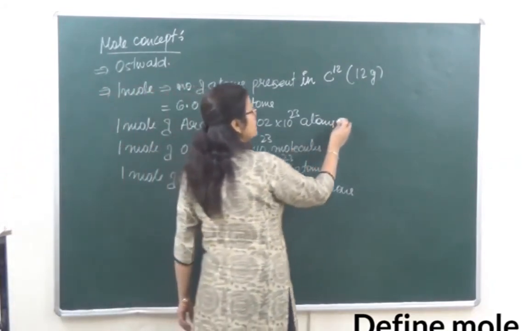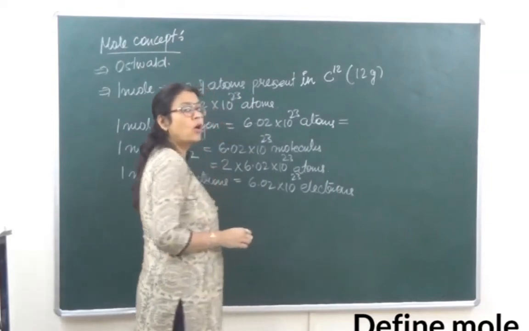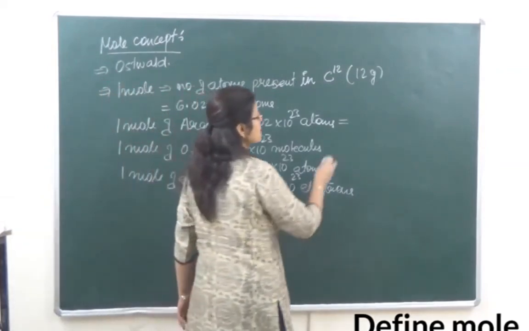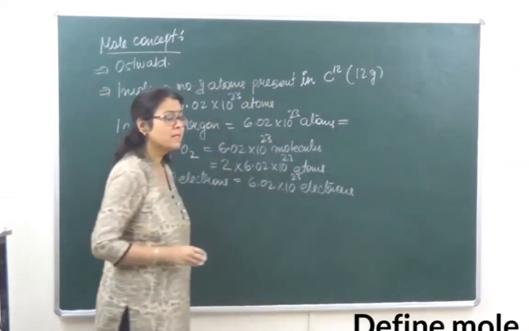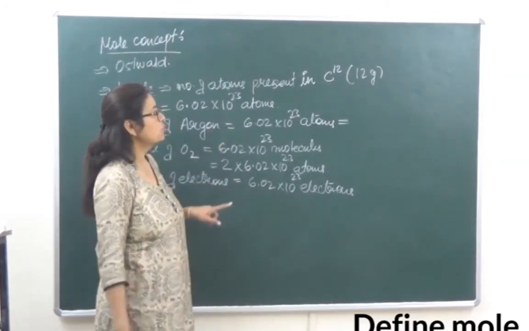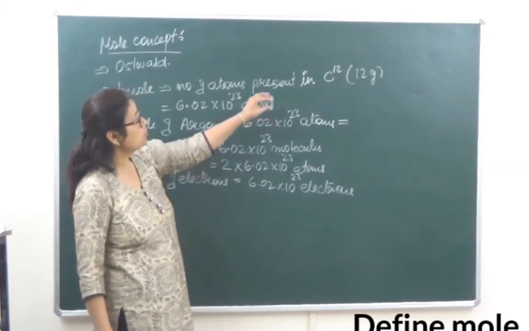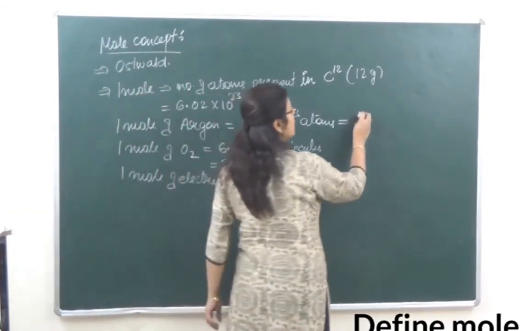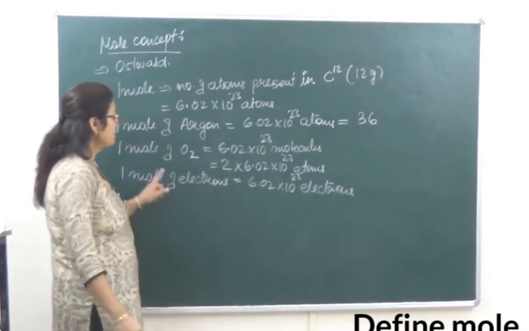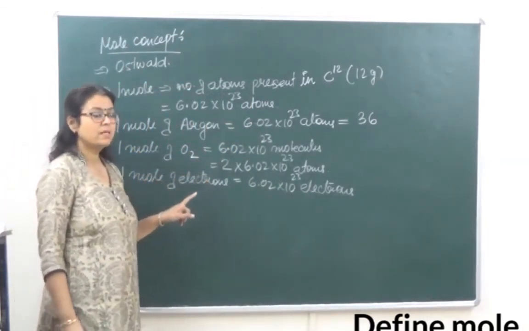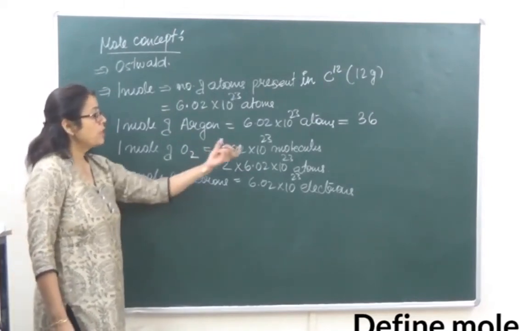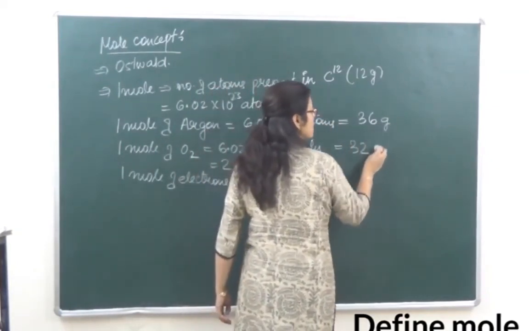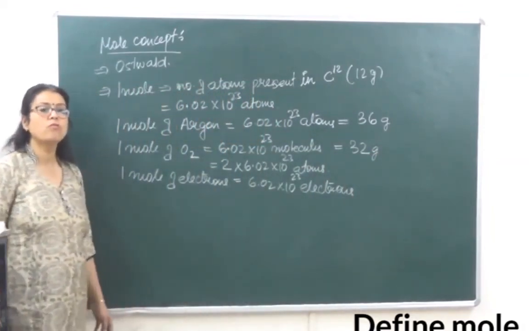Now 1 mole of anything consists of this many entities, and the mass of 1 mole of anything will be equal to the atomic or molecular mass. For example, if we are taking argon, 36 is the atomic mass. So 1 mole of argon is equal to 6.02 into 10 raised to power 23 atoms. What will be the weight of these atoms? That will be equal to the gram atomic mass, which is 36. Similarly, how many molecules does 1 mole of oxygen have? 6.02 into 10 raised to power 23 molecules. What will be the weight of that many molecules? That will be 32 grams, the weight of 1 gram molecule of oxygen.